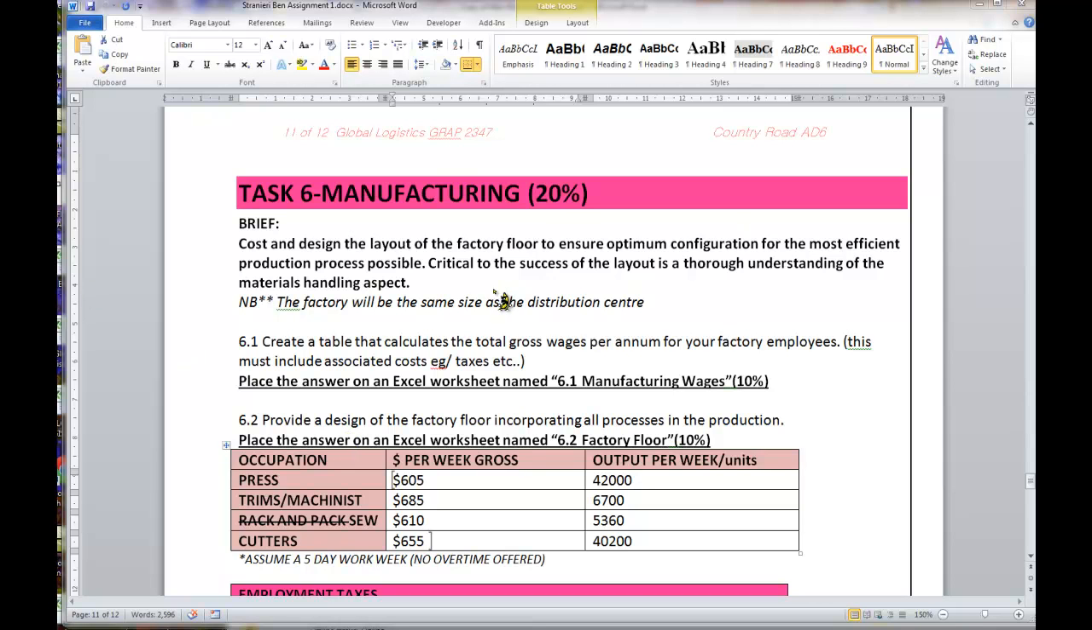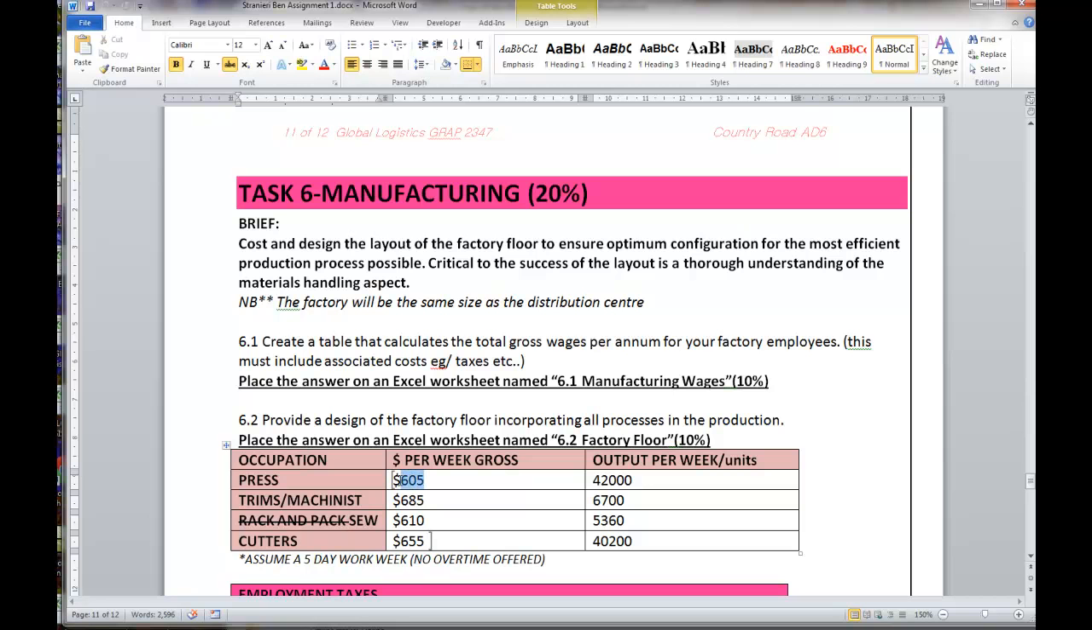Okay, task six. There's two components to task six. Create a table that calculates total gross wages per annum for your factory employees, and the second one is to create a factory floor design. We're using the information from this table to do the first part, so you'll note that we have our four categories: press, trims, sew, and on yours it'll be rack and pack, so just ignore that, and cutters.